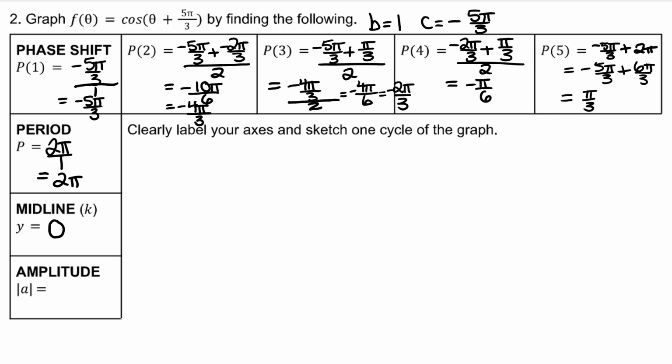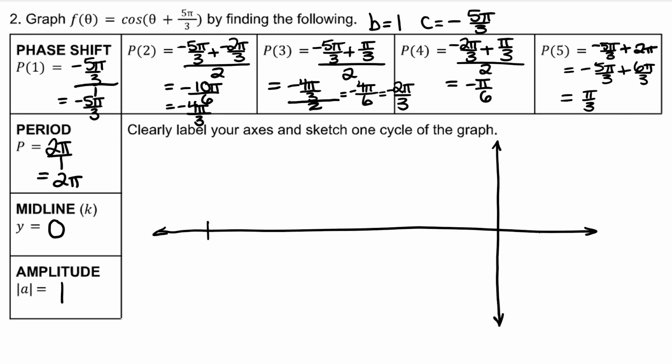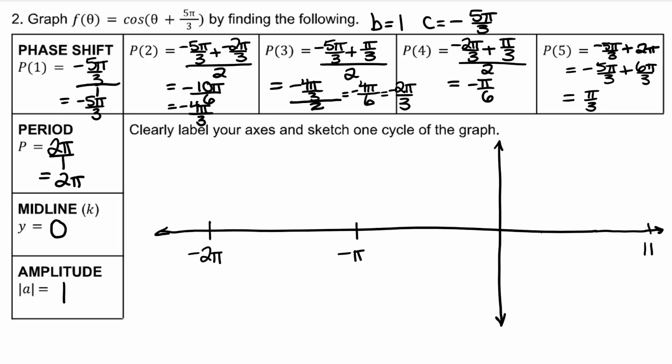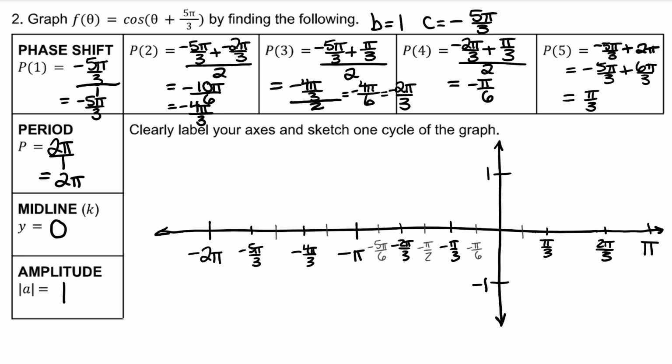Identify the vertical shift and amplitude. Now clearly label your axes and sketch one cycle of the graph. I don't have to label all the pi sixth angles in between my pi thirds angles, but I like to just to make sure I don't make a mistake.